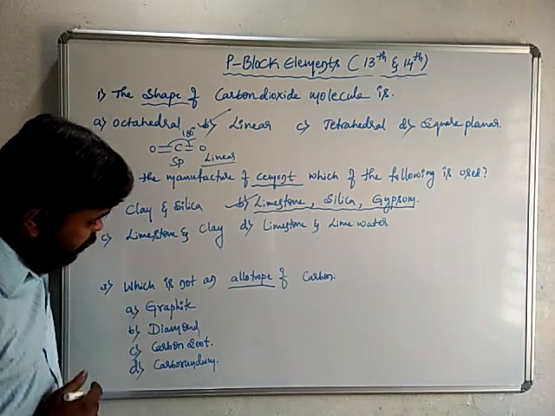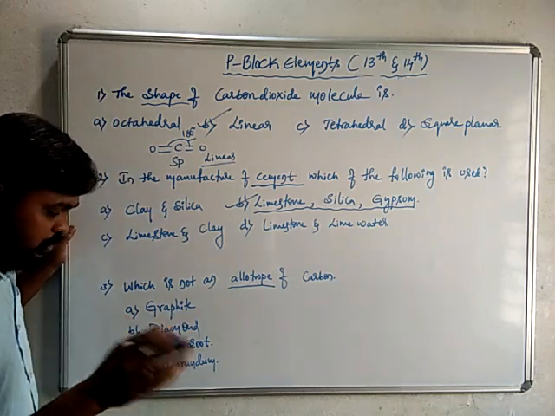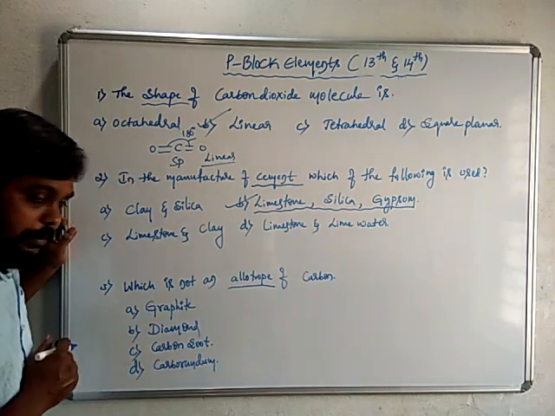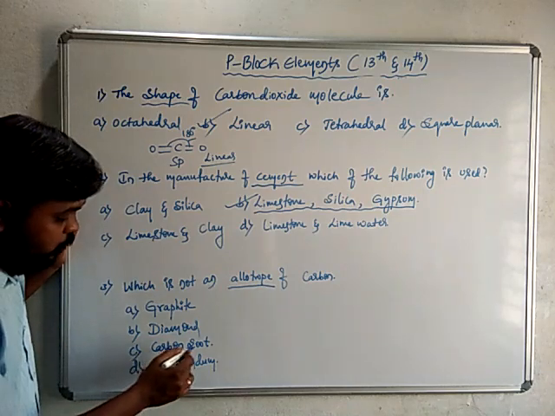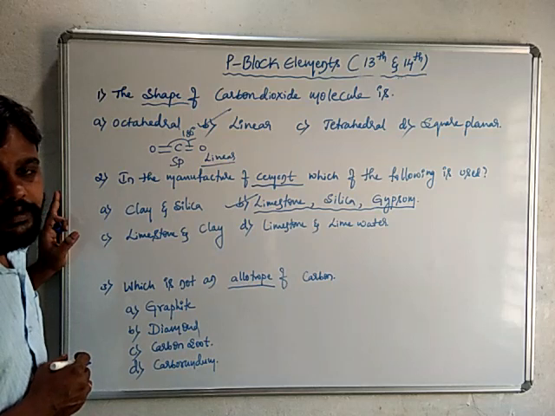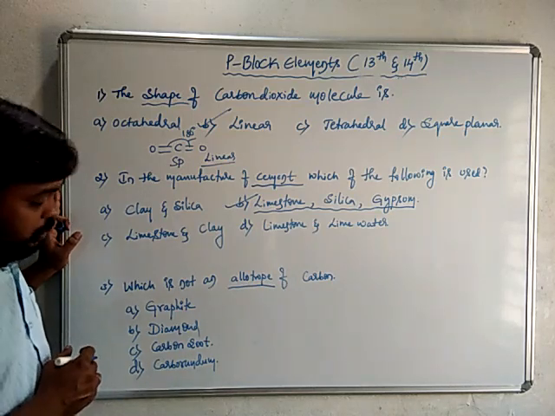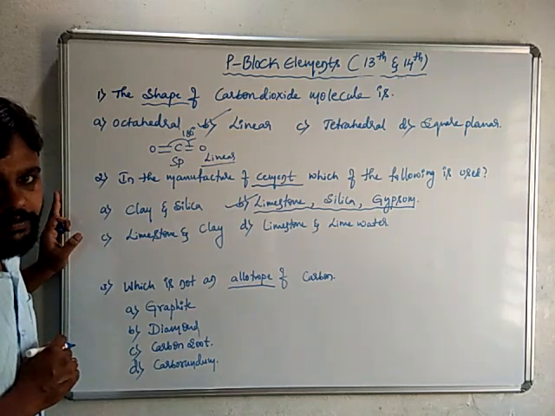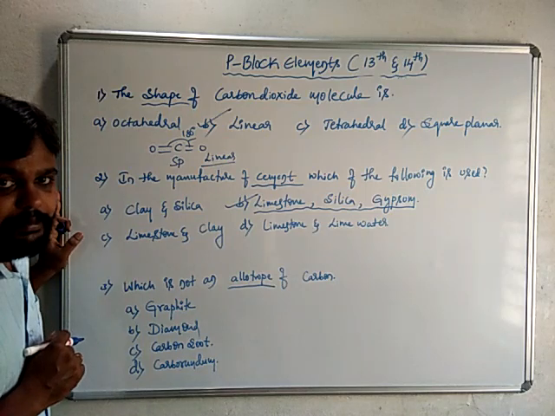But here in the given options, graphite will be there. It's also one of the allotropic forms of carbon. Diamond is there, and carbon soot. Carbon soot means carbon black. So ಕಾಡಿಗೆ ಅಂತ ನಾವು ಬಳಸ್ತೀವಲ್ವಾ, that is what carbon soot. So that is also one of the allotropic forms of carbon, where it contains carbon as the main element.